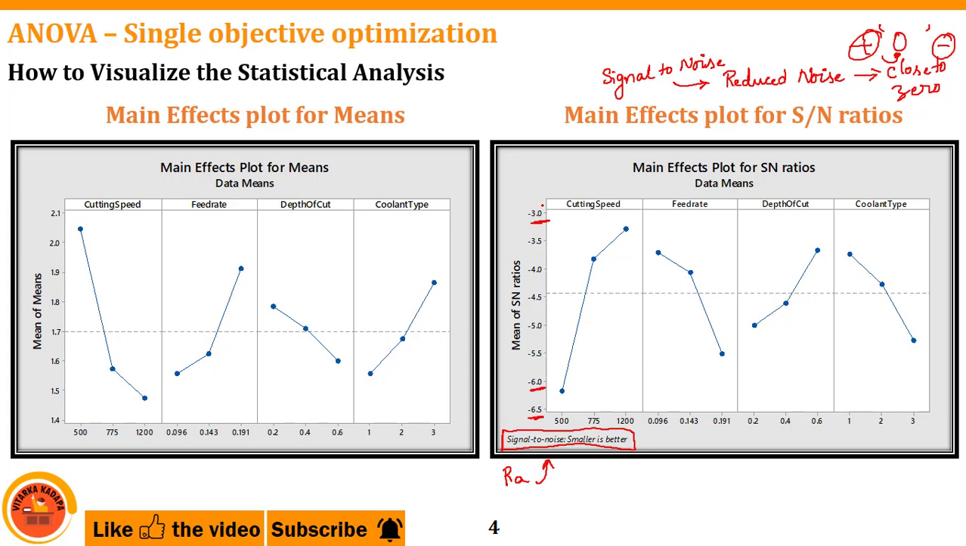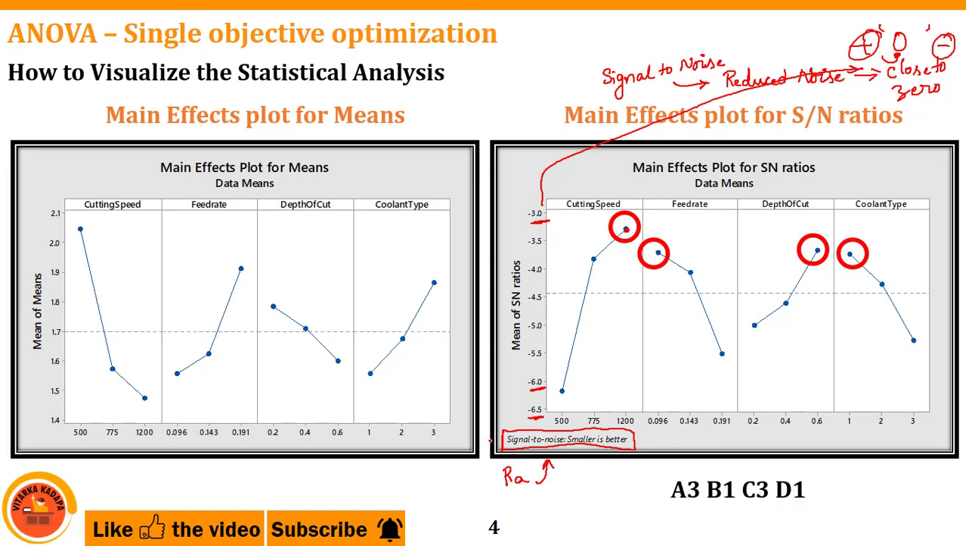What I have said is the signal to noise ratio value should be very close to 0. So now I will consider this parameter as a major parameter. Similarly for feed rate also, this particular point. Similarly for depth of cut, this one is very high, this one is medium and this one is low. Similarly for coolant type, this is medium, this is low and this is high.